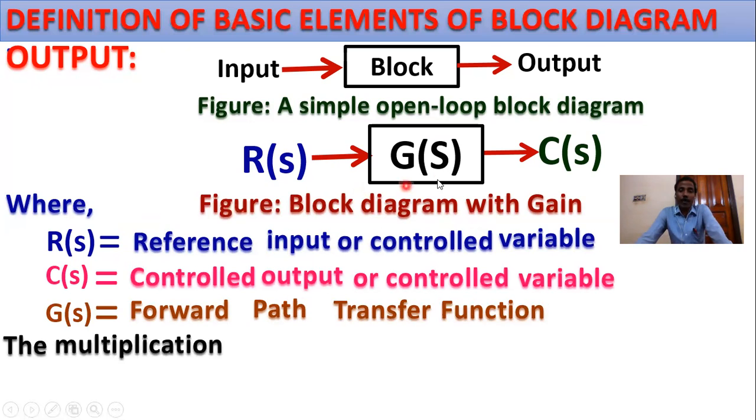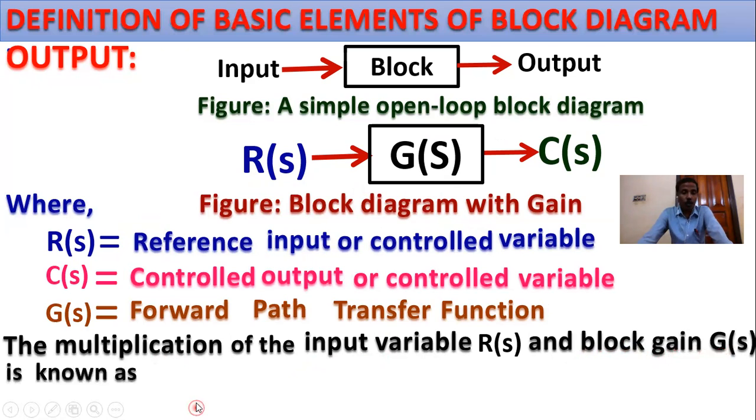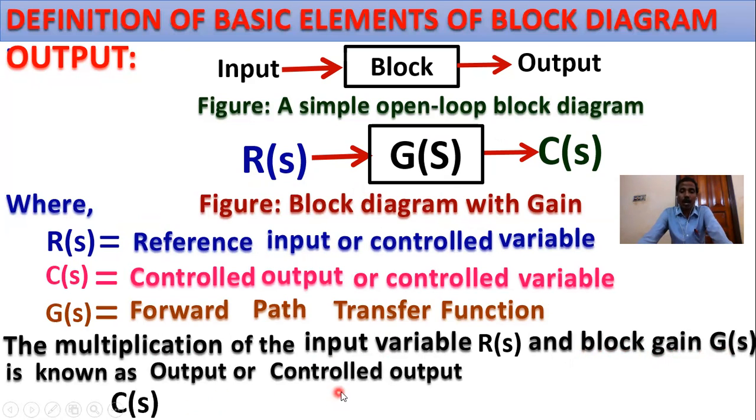Then what is the definition of output? The multiplication of the input variable, that means R of S, and the block gain G of S is known as the output or controlled output. R of S into G of S is called the output of the system, or controlled output of the system, or effect of the system. So C of S equals what? C of S equals the reference input R of S times the block gain G of S, or system gain, or plant gain G of S.